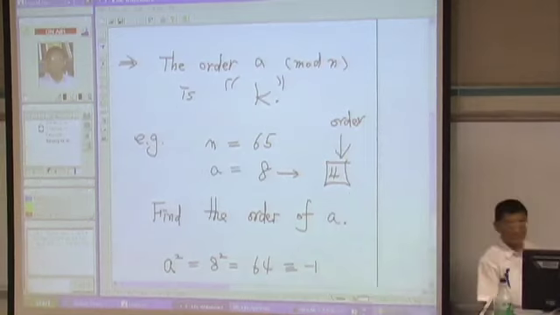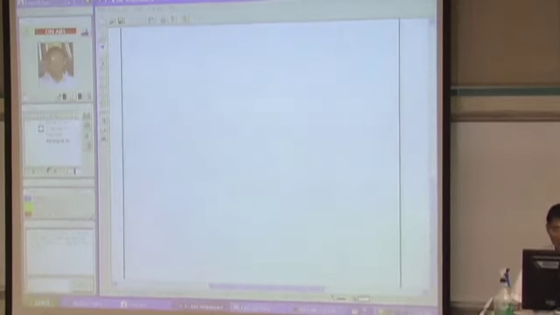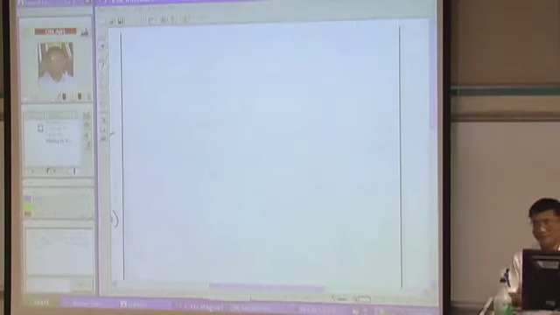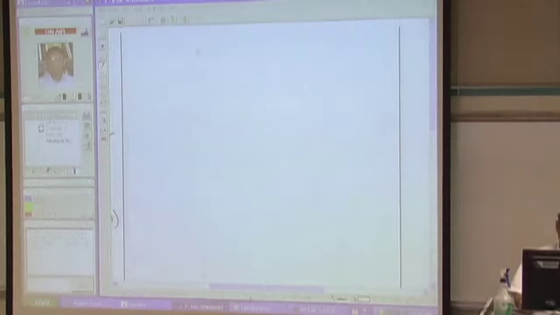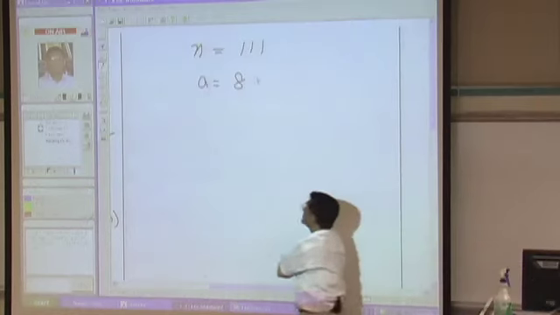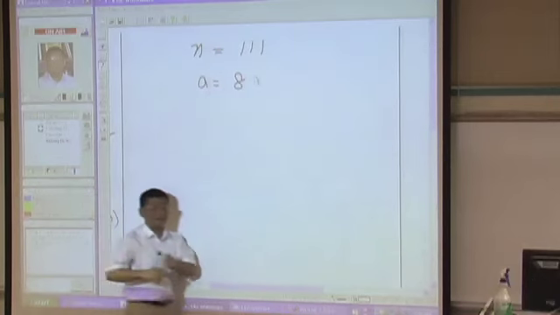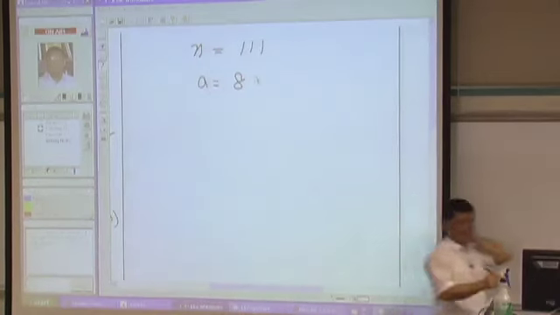So let's do the same thing with one more example. Please pick another n and a. Please pick another n. 111, right? And then I pick the same a, right? So I chose a different modulus and the same a. Then what is the order of 8?